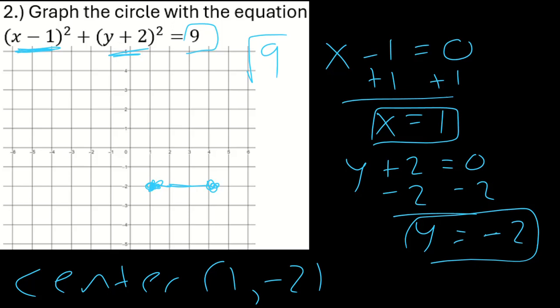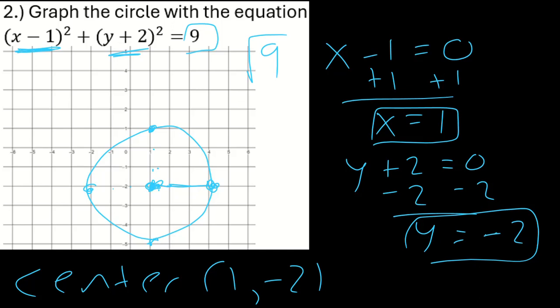So I can go to the right 1, 2, 3, and there will be a point right there. What I like to do is I like to count up 1, 2, 3. There's my next point. I'll count to the left 1, 2, 3. It's my next point, and down 1, 2, 3, and there's my next point. And by putting those 4 points, it allows me to just kind of put a semi-accurate circle.